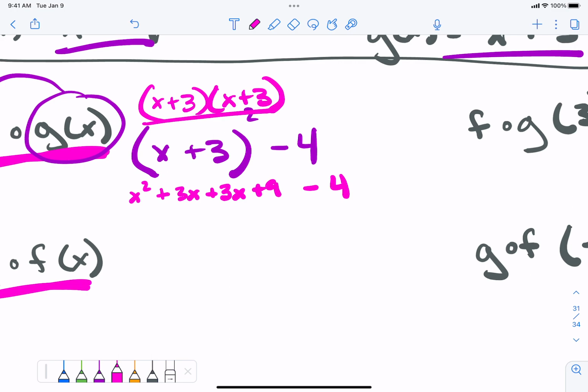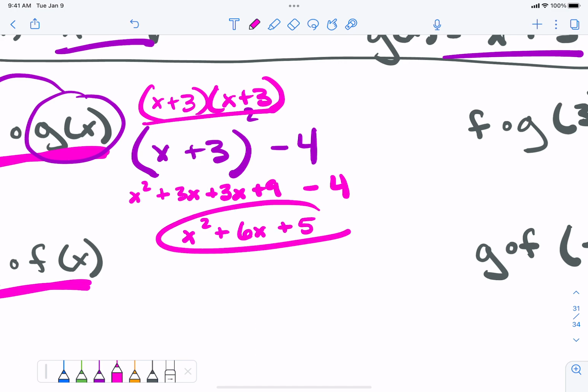There's that, right? We have to foil that, right? x plus 3 squared. Okay. x squared plus 9, plus 6x plus 5. There you go. That's what your f composed of g is.